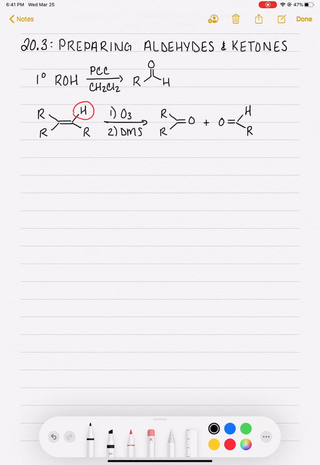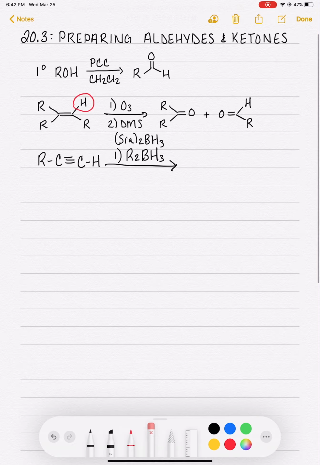We also learned in the fall for alkynes. Now, not ozonolysis of alkynes, because when you do ozonolysis of an alkyne, it makes a carboxylic acid. But we learned anti-Markovnikov addition of water across the alkyne. So that was something like, we could just abbreviate it, R2BH, we used reagents like Sia2BH. Step 2, because it's anti-Markovnikov, step 2 is always H2O2 in OH minus.